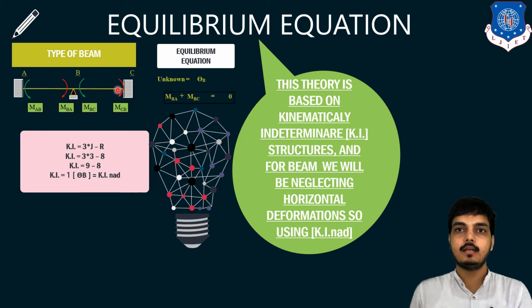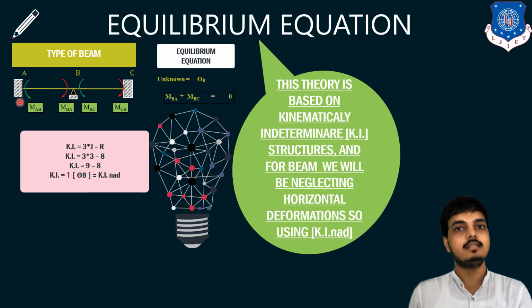So 3 plus 3 is 6. Simple support resists only 2, which is vertical and horizontal reaction. So the combination of all these reactions will be 8. So 3 3s are 9 minus 8, I will be getting my 1, which is theta B.